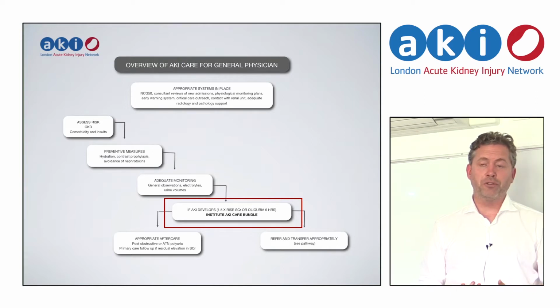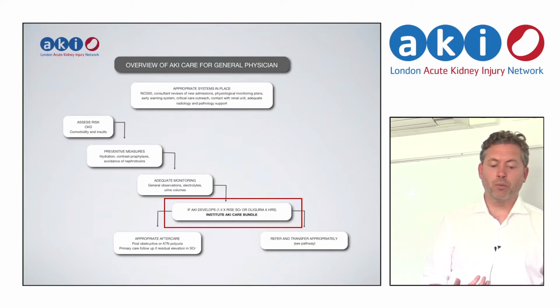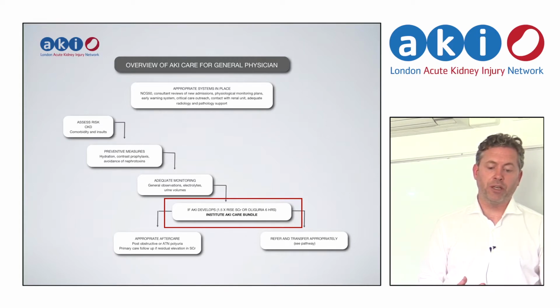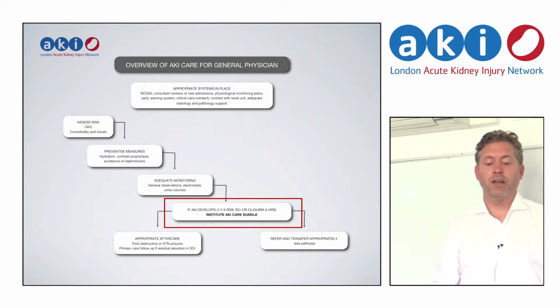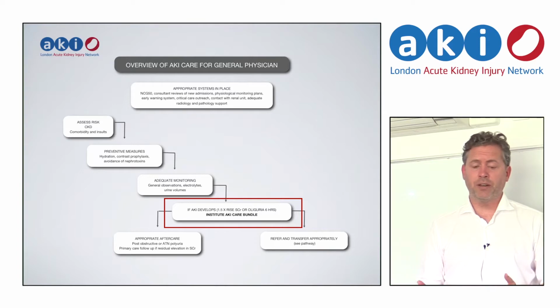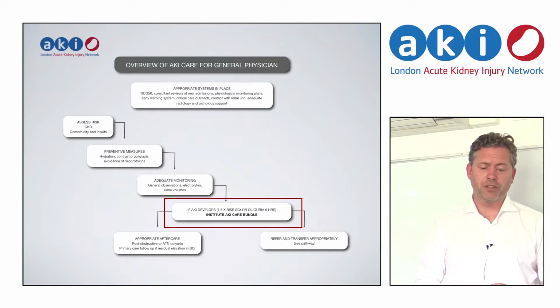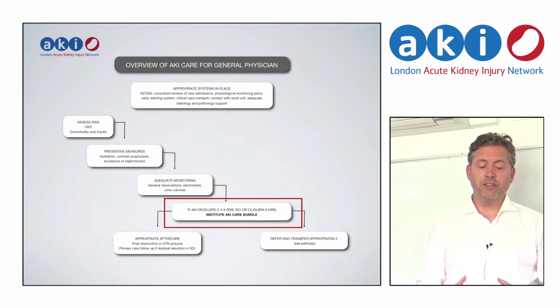So that's consultant reviews of new admissions, physiological monitoring plans, early warning systems, and where possible, outreach systems to rescue deteriorating patients. We need links and contacts that are accessible with the local renal unit, not only for dialytic therapy, but to get advice on diagnostics and disease-specific treatment, and to transfer some patients for specialist inpatient care. And of course we need adequate radiology and pathology support. So we need to be able to do ultrasounds and CTs of the kidneys. We need to do blood tests in a timely way.